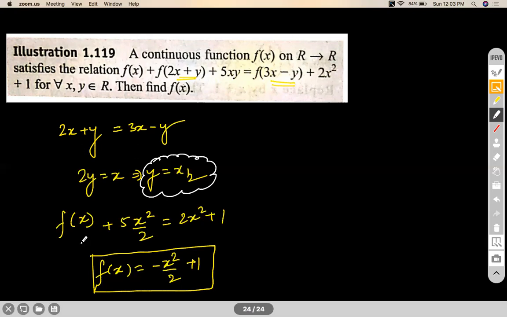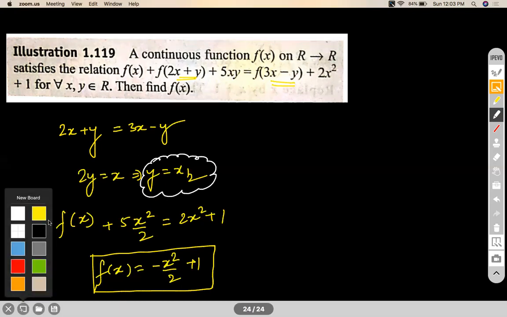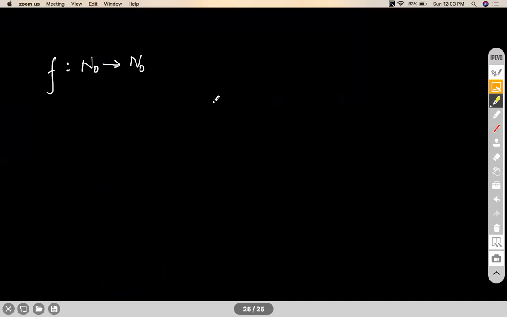Okay. Let's take a slightly more difficult question on this. Then we can wrap this up. So it is known that there is a function from natural numbers to natural numbers. In fact, I'll include zero also. So from whole numbers to whole numbers. Natural numbers including zero. Okay, better I'll write whole numbers only, else people will get confused.